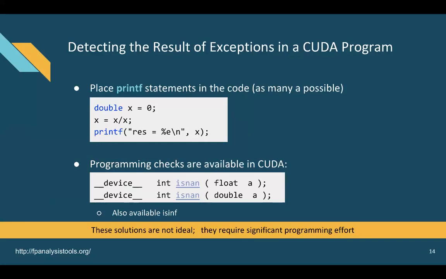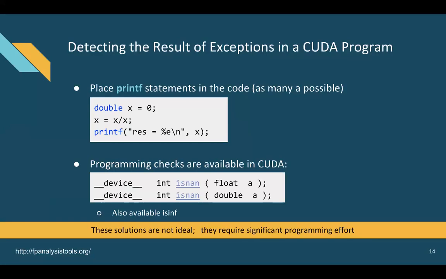As you can imagine, these solutions are not ideal because you have to write this in the code, but most importantly, this requires significant programming effort. The other problem with the CUDA checks is that they don't support all classes of numbers. For example, there's no check for a subnormal number, so you'll have to build that by yourself.